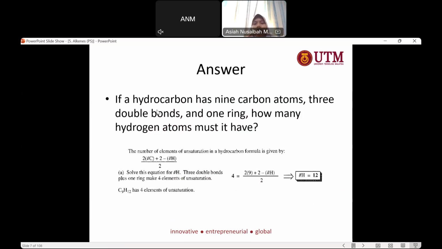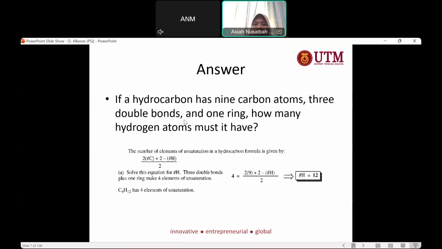So the first question is, we have one hydrocarbon that has 9 carbon atoms, so C9, but it doesn't tell how many hydrogens. Instead, they ask us to find the hydrogen. Okay, so it has 9 carbon atoms, 3 double bonds. You have to draw, it has 3 double bonds and 1 ring.